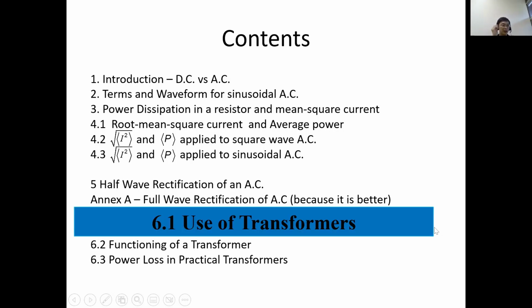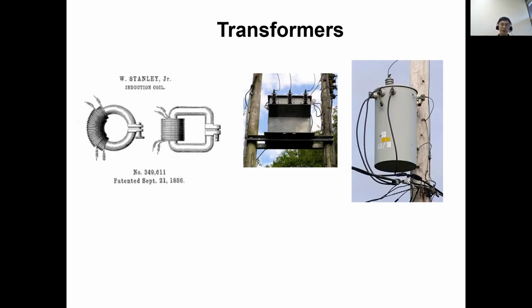We now begin part 6 of this AC. In 6.1, we're going to talk about the use of transformers. This is what a transformer looks like. We hardly see this in Singapore. If you travel north in Malaysia, there is some chance that you can see this. In some of the photos that I've seen of the streets in the Philippines, in the more rural areas, and in Brazil, I do see this around.